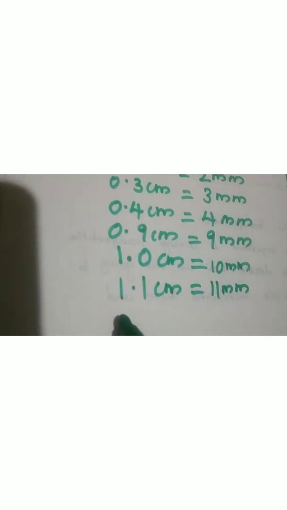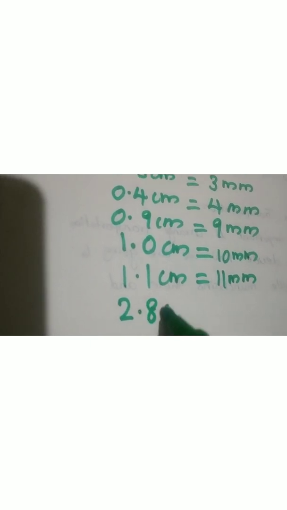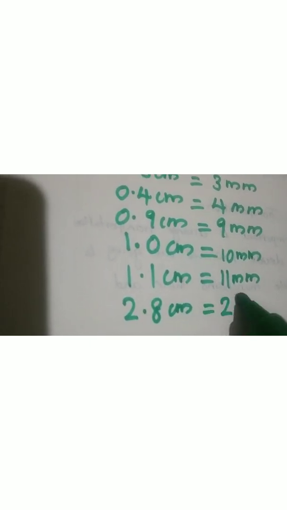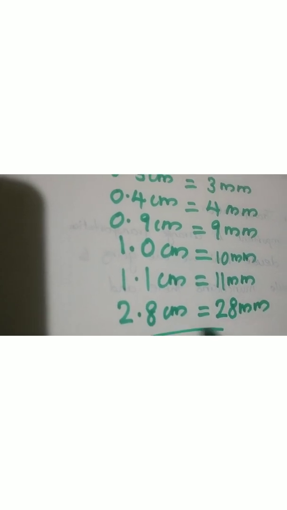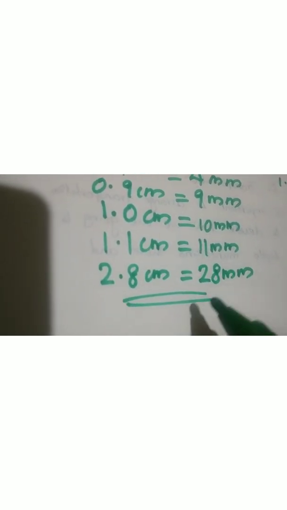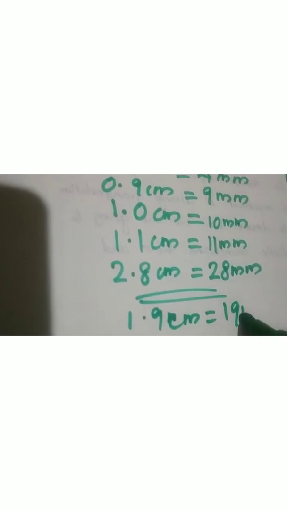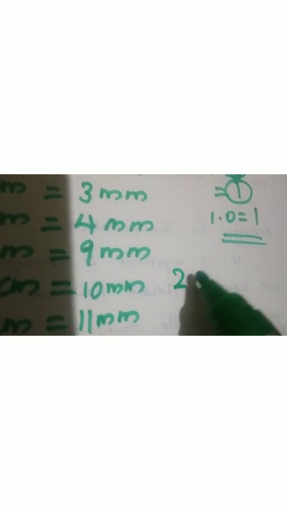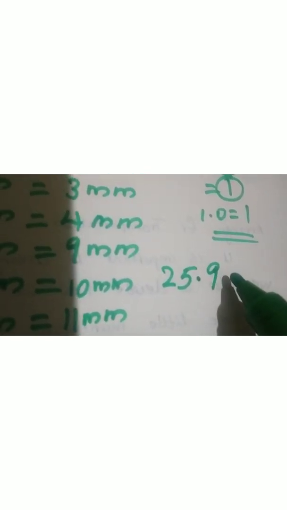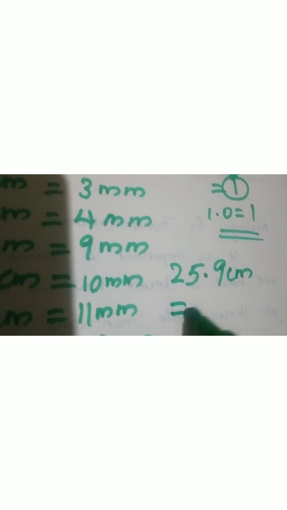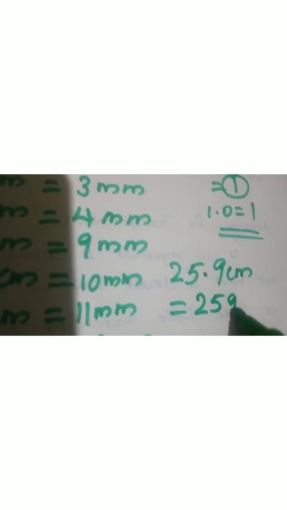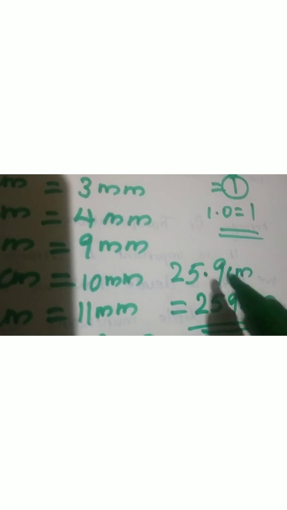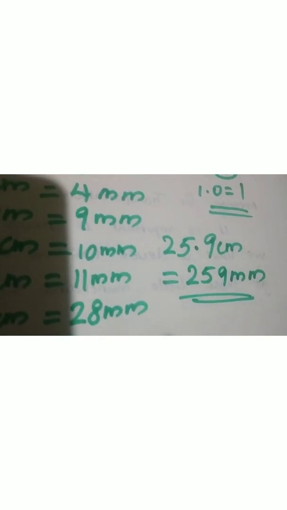Is it clear? So 2.8 centimeter will be 28 millimeter. Clear, children? Then 1.9 centimeter will be 19 millimeter. Okay. If it is 25.9 centimeter, we can write it as 259 millimeter. Avoid this 1 decimal point. Okay.